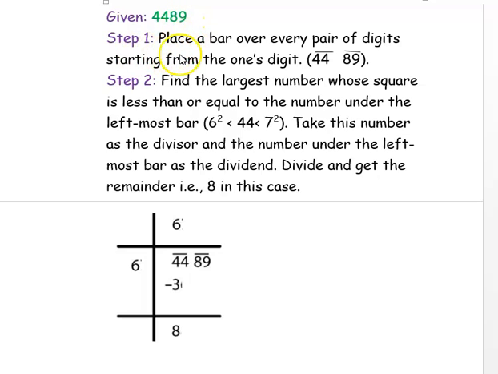The next number given is 4489. So we know the first step, we have to place the bar over the numbers by pairing the digits starting from the ones place. So I have paired 8 and 9, so I have placed a bar. Then I have paired 4 and 4, I have placed the bar.